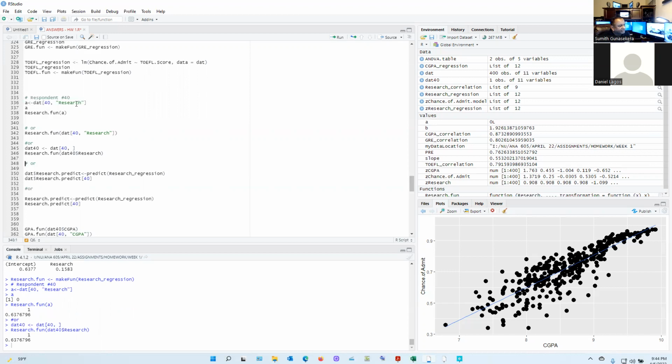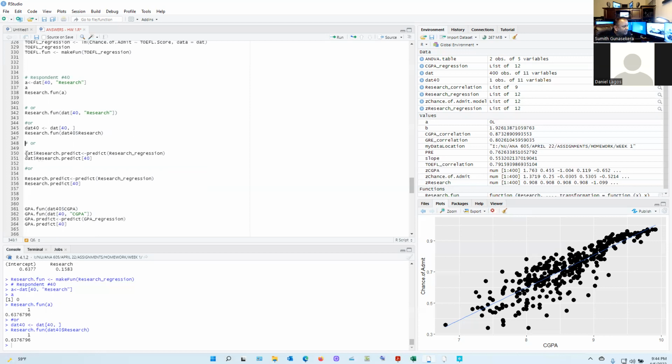Another way to do that: in the very beginning, you go to the research for the 40th person, or you go to all the columns and then pick the one that you really need. Or you can go to predict research regression. For the 40th person, that's the predicted value. Whose predicted value? The 40th person's predicted value.